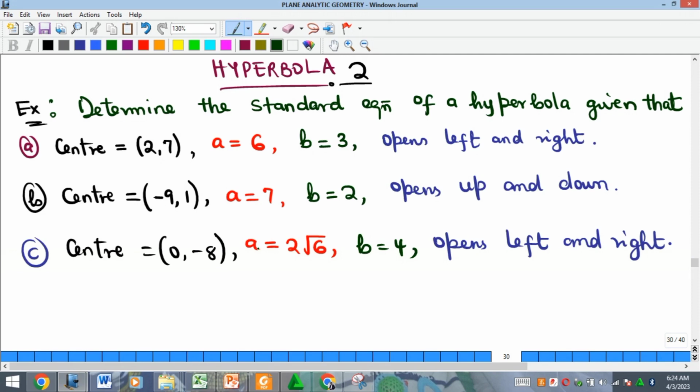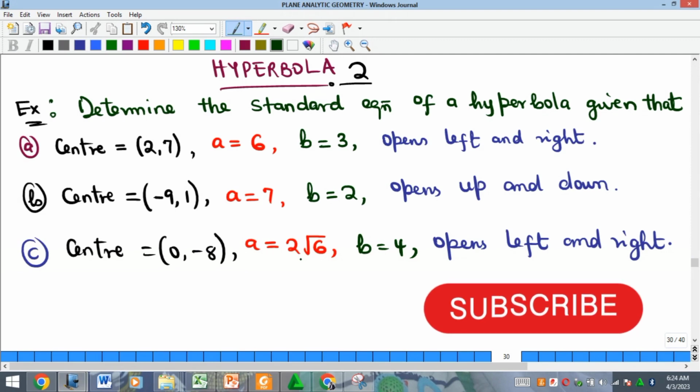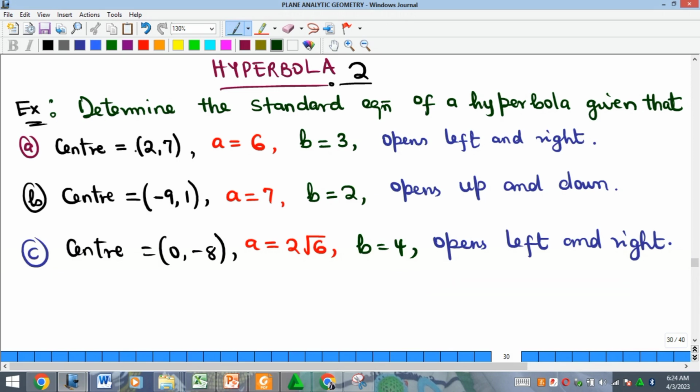So in this other video on hyperbola, we're going to see how to determine the standard or the general equation of a hyperbola given certain information. And the first thing to note is the set of information that would be necessary for you to be able to get the equation of a hyperbola.